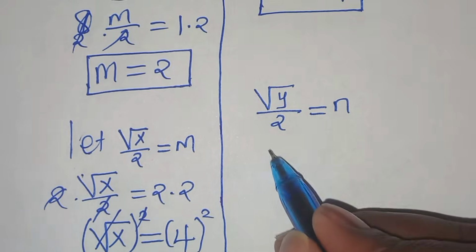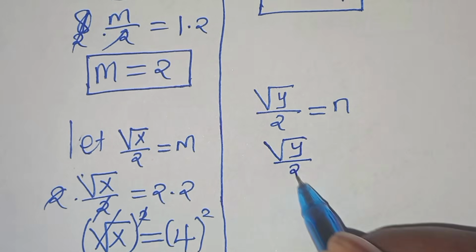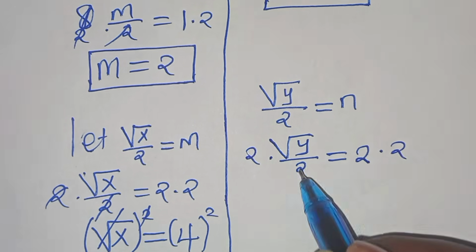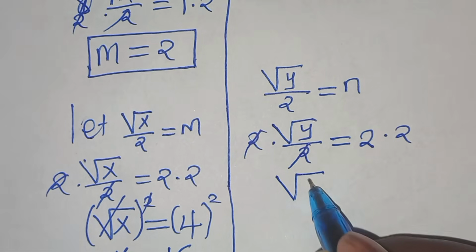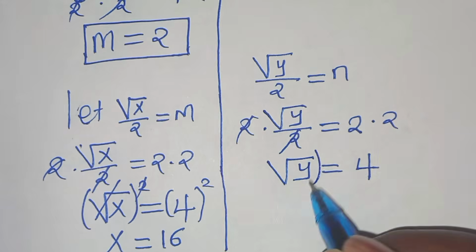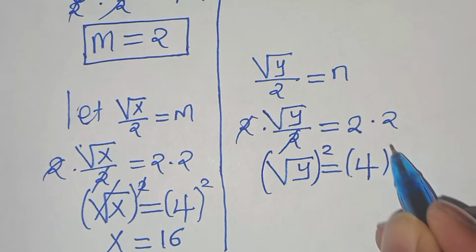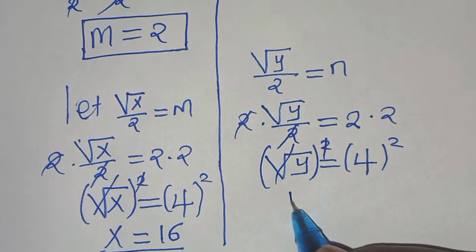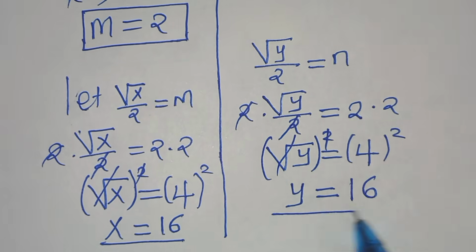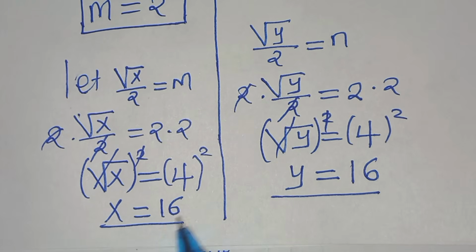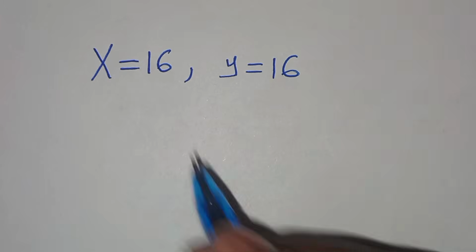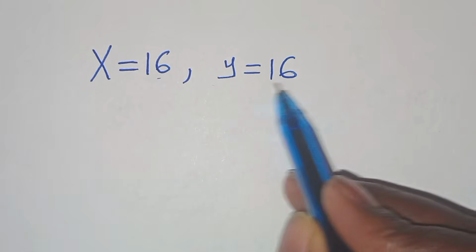The same case here, we have the square root of y over 2 equal to n, which is 2. If you multiply by 2 on both sides, we have the square root of y equal to 2 times 2, which is 4. So we can square both sides from here, and this implies that y is equal to 4 squared, which is equal to 16. So we have x is equal to 16, and y is equal to 16.